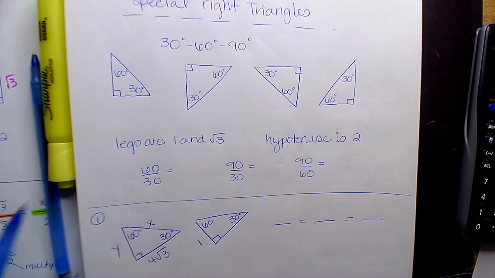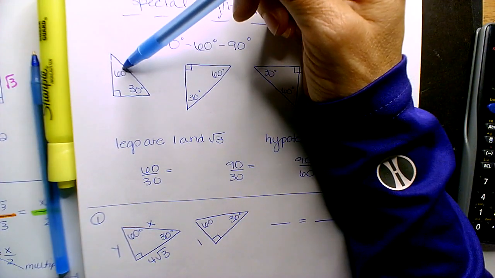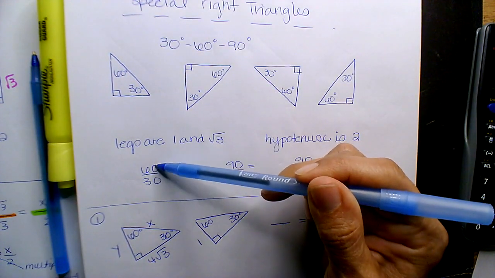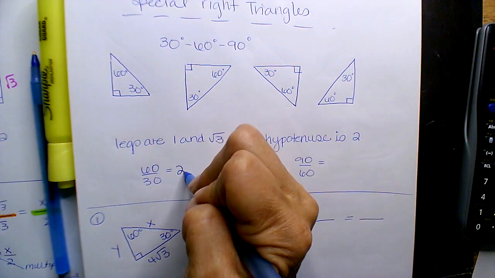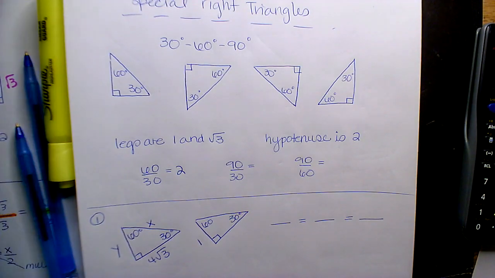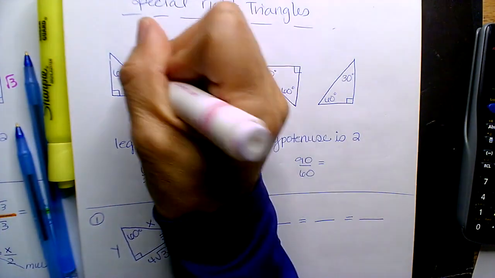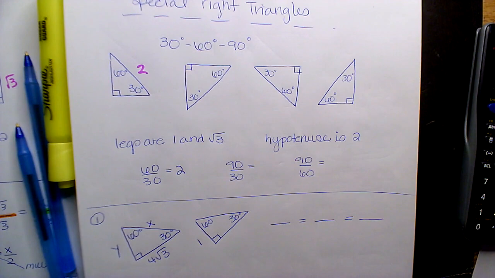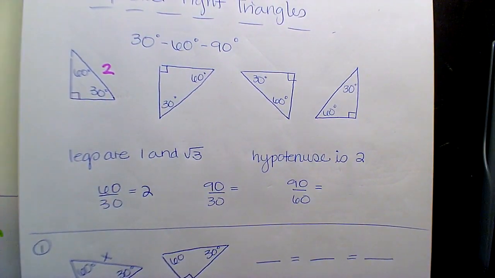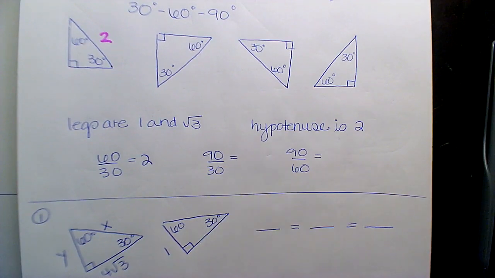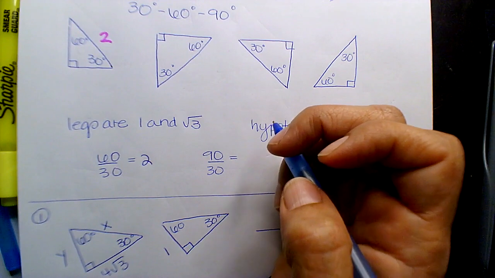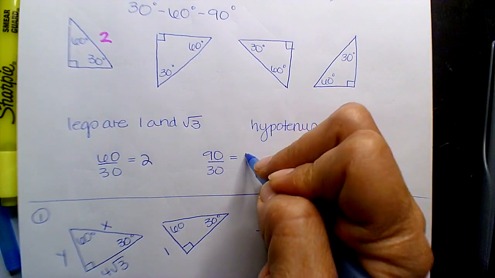So look, your 60-30 side, right? What's 60 divided by 30? How many times does 30 go into 60? 2. And so your 60-30 side, which is your hypotenuse, is always 2, because that side is created from a 60 and a 30 degree angle. Okay, how many times does 30 go into 90? You knew what I was supposed to say.